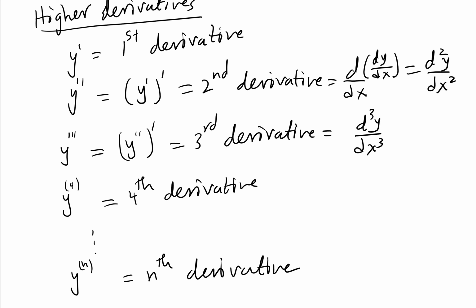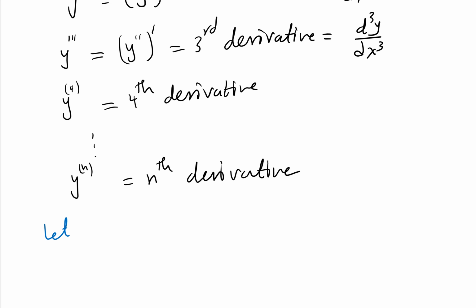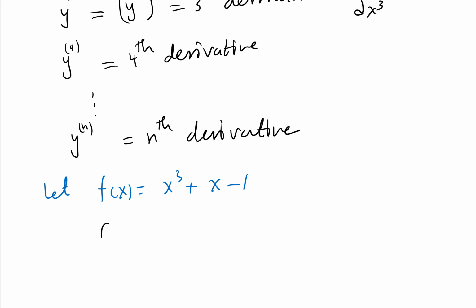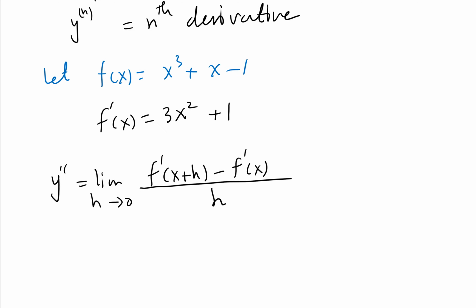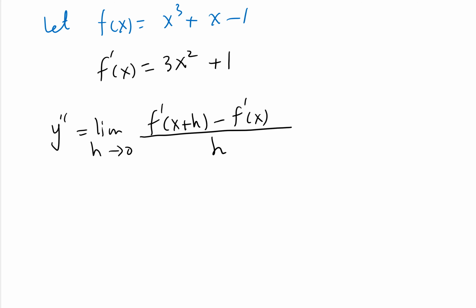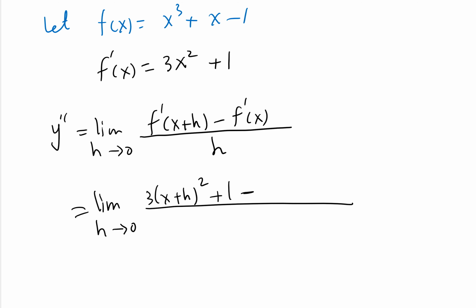So if we look at an example, let f of x be the function that we started with today. We found its first derivative, f prime of x, which is 3x squared plus 1. To find the second derivative, we find the limit as h goes to 0 of f prime of x plus h minus f prime of x, all over h. How do we finish that up? We look at the function f prime and replace every x with x plus h, squared, plus 1, minus the derivative itself, all over h.